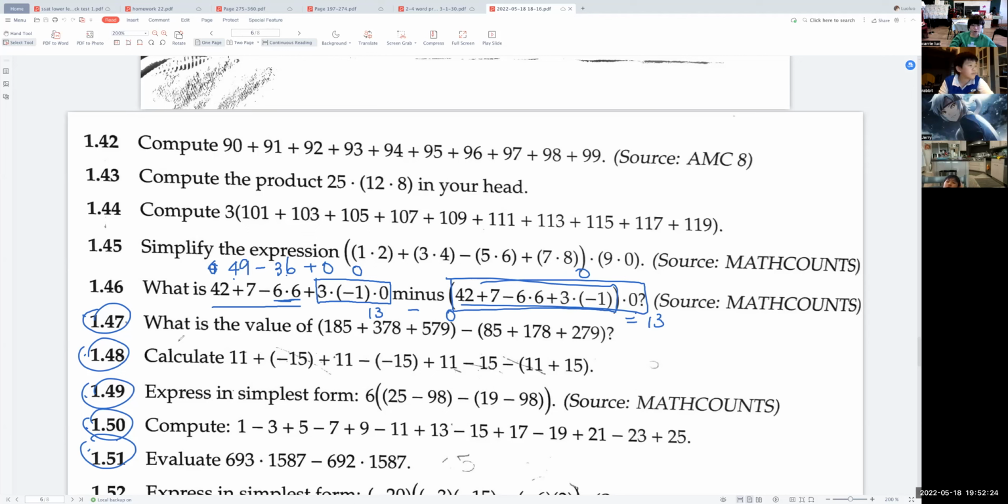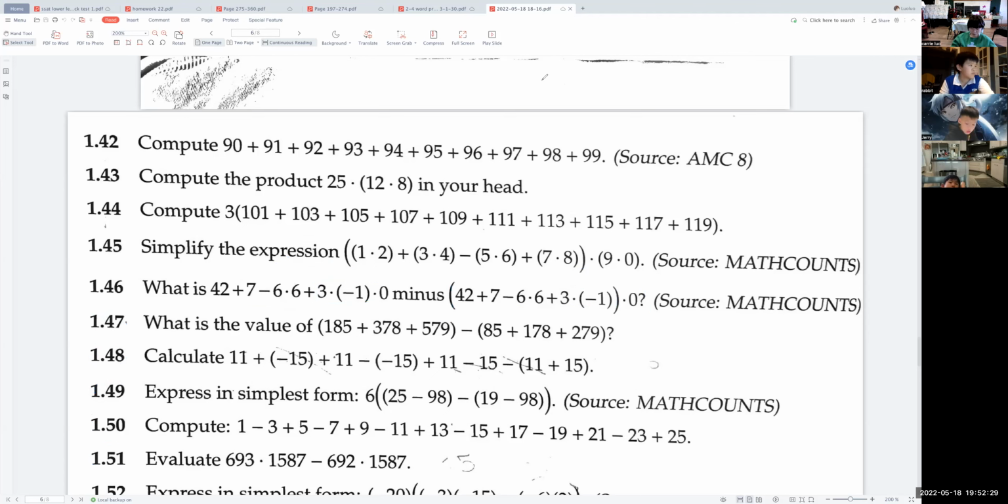Okay, so let's take a look at this one. Did anybody finish it? Yeah. So 185 minus 85 equals 100. 375 minus 175 equals 200. 579 minus 279 equals 300. So plus together equals 600. Understand, everybody? Yeah.